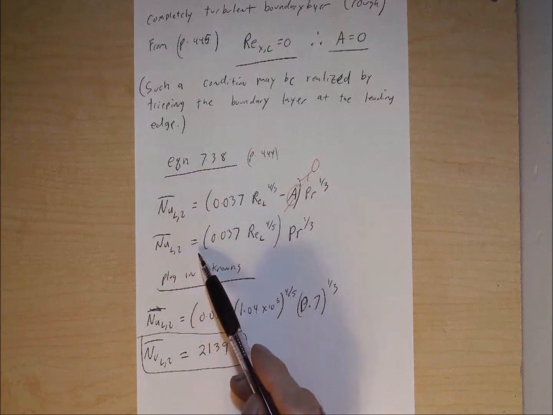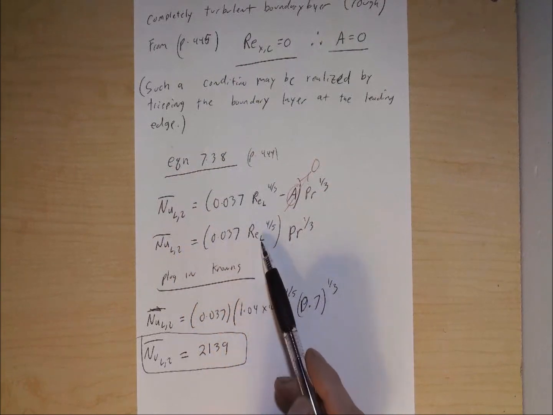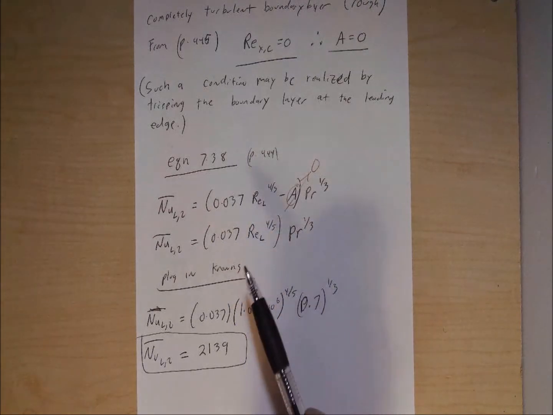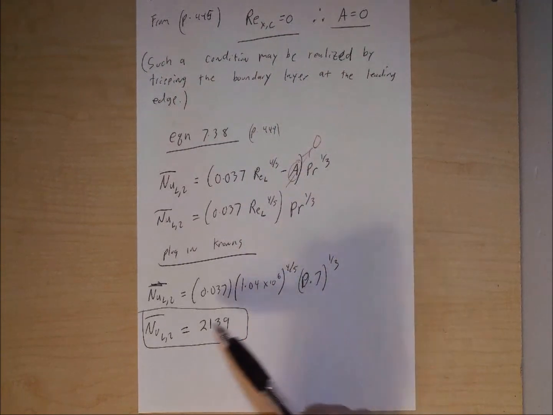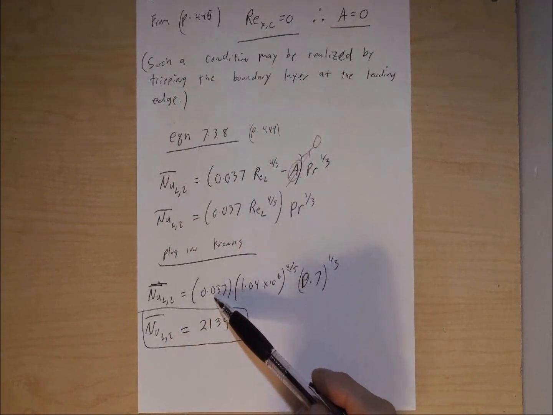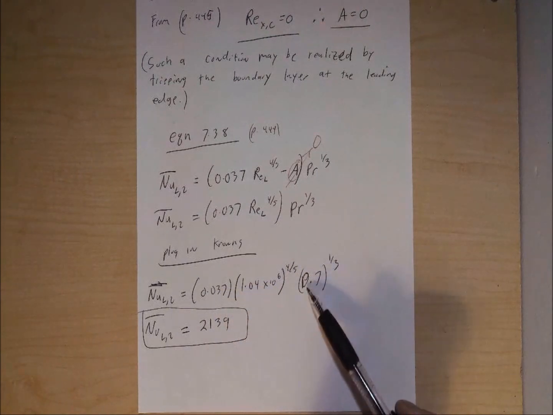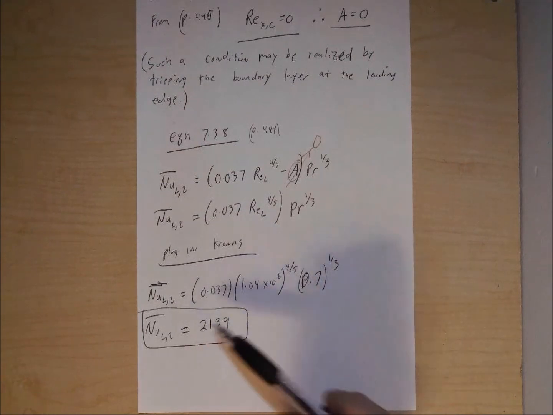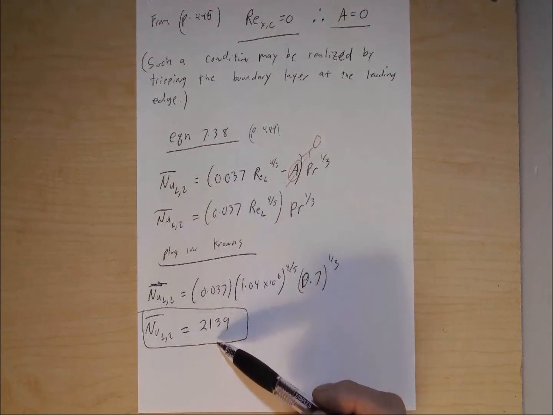So our Nusselt number for the second condition is equal to 0.037 times Reynolds number to the 4/5 times our Pr to the 1/3. Now we can start plugging in our known values. We have our value for the Reynolds number and we have a Pr number, so we get 0.037 times 1.04 times 10 to the 6, all to the 4/5 times our Pr of 0.7 to the 1/3 power. Plug those values in, and we get an average Nusselt number for the second condition over the rough surface of 2,139.